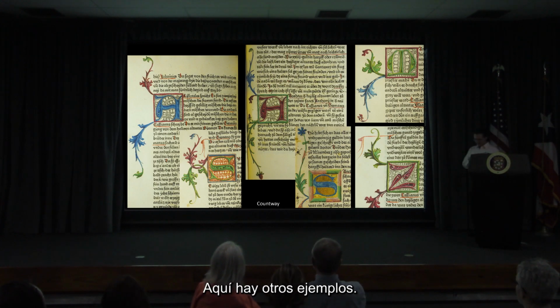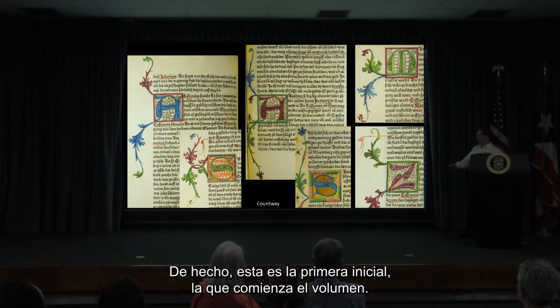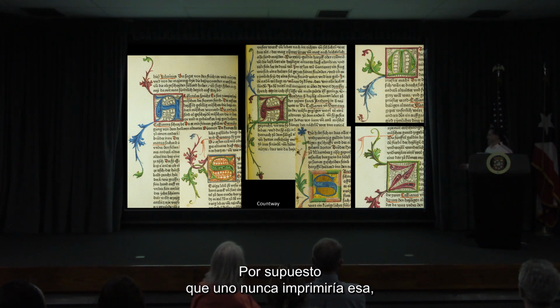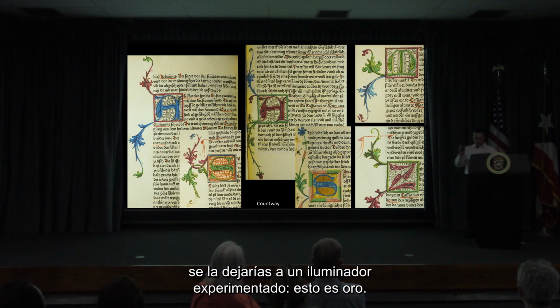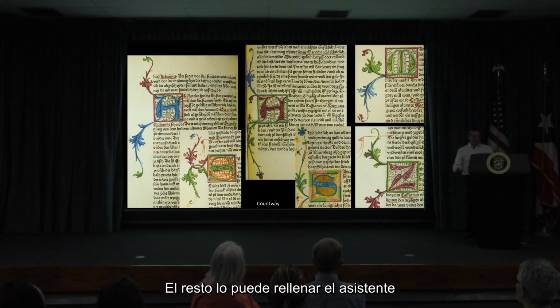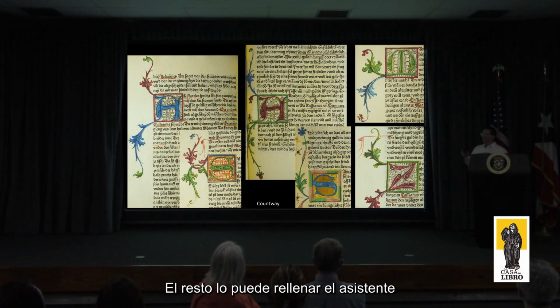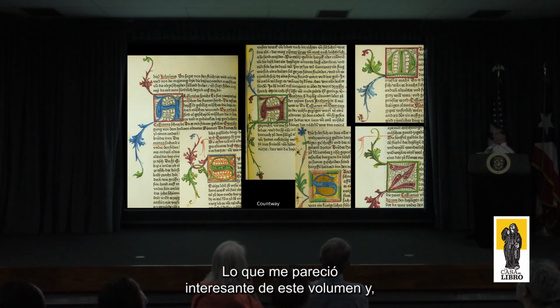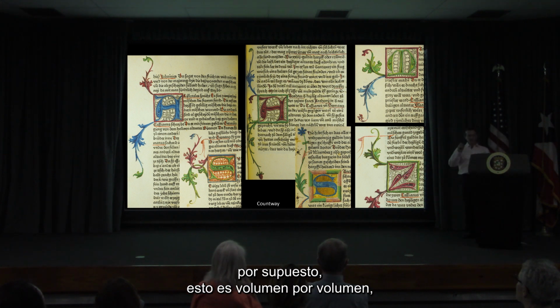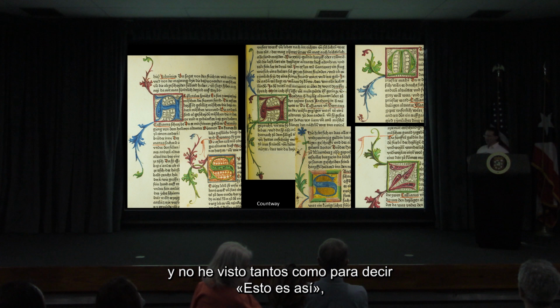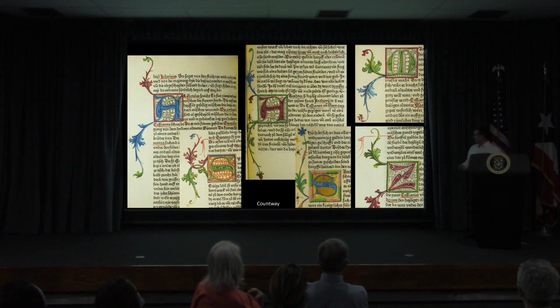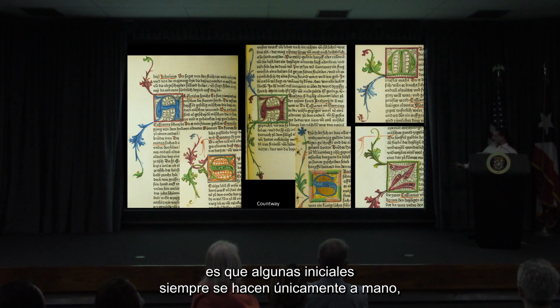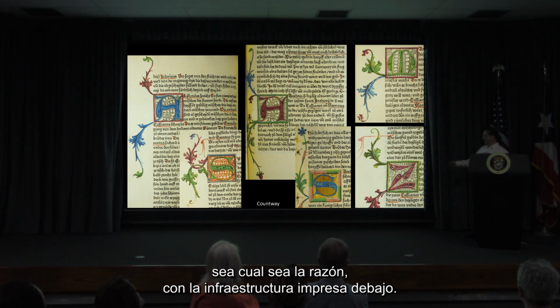Here are other examples. In fact, this is the first initial, the opening of the volume. Of course, that one you will never print. You will leave it to the very experienced, in fact, this is gold, illuminator. The rest can be filled in by the assistant or somebody less gifted. What is interesting to me in this volume, and of course, this is volume by volume, and I haven't seen as many to really say, yeah, this is what it is. But some initials are done just by hand, wherever there isn't an infrastructure printed underneath.